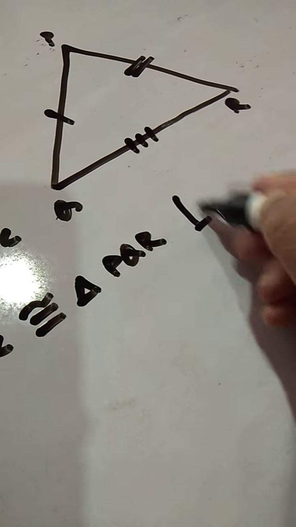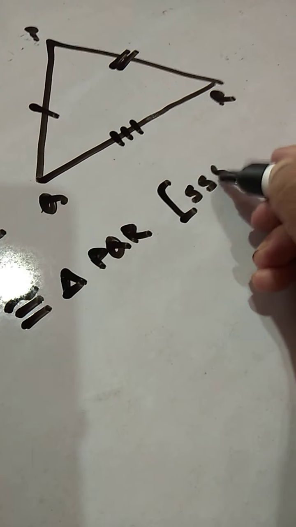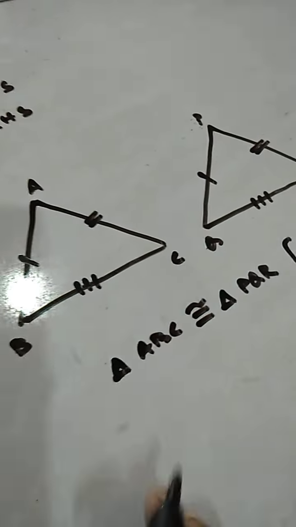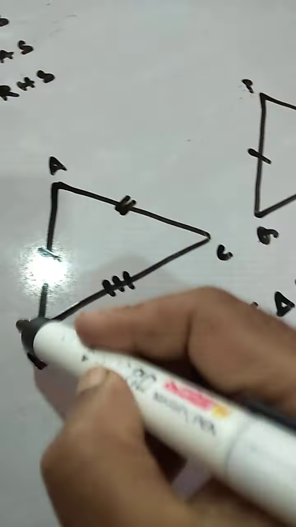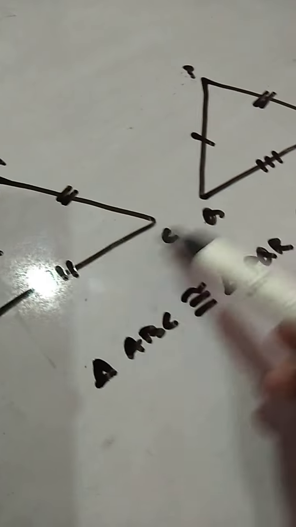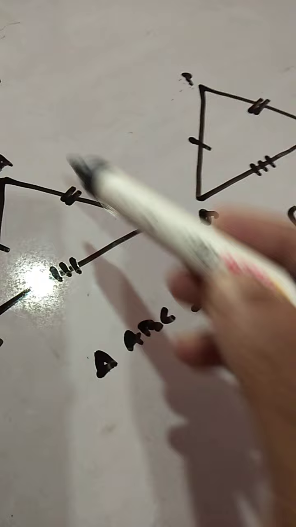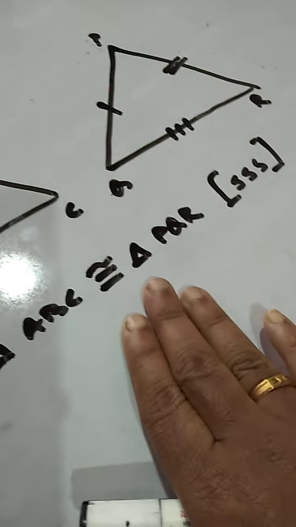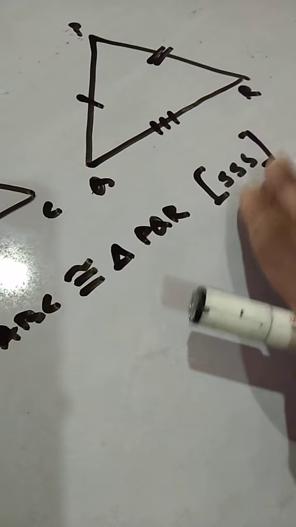In which criteria can we say this? Side, side, side. Because you see in both the triangles all the sides are equal to each other. These are the corresponding sides. That is, this side is equal to this side, and this side is equal to this side. So if all the sides of the triangles are equal, then you can say that these two triangles are congruent to each other with this criteria.